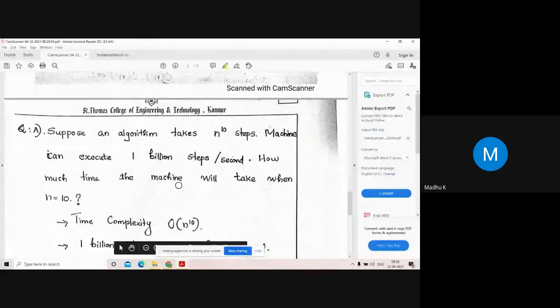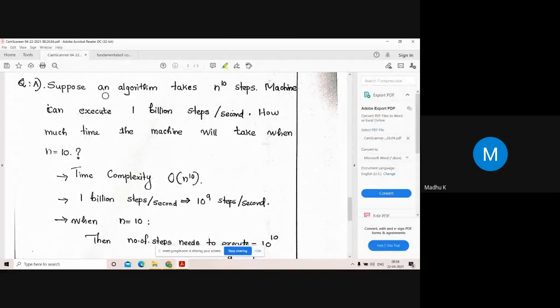Next I will give a problem. Suppose an algorithm takes n raised to 10 steps. Which means, what is the time complexity? It is big O of n raised to 10. It is basically a polynomial time taking algorithm. N raised to 10 is a polynomial time taking algorithm.